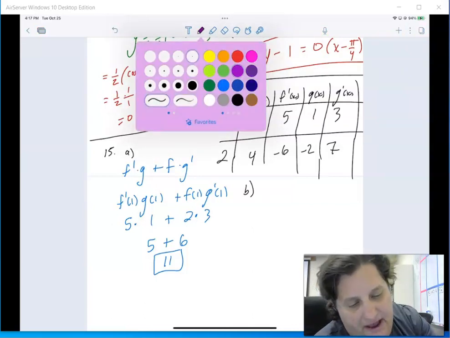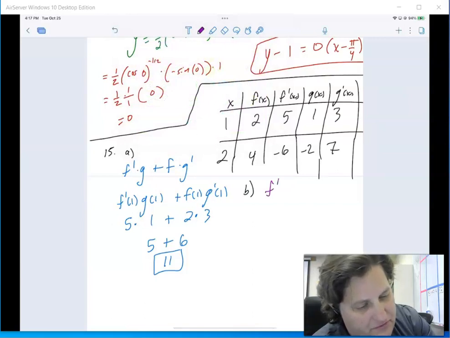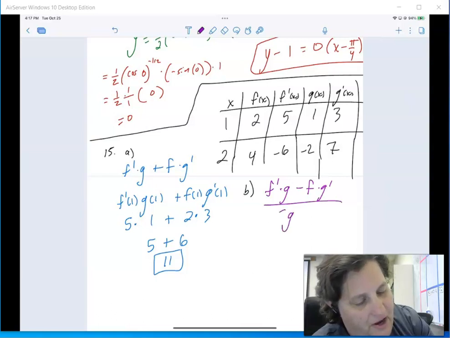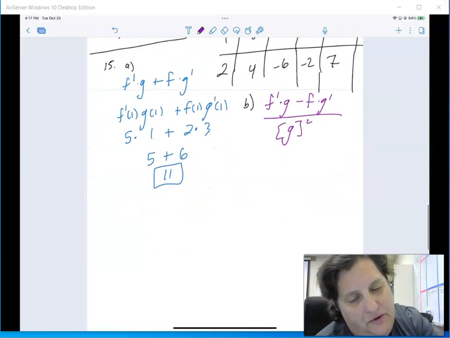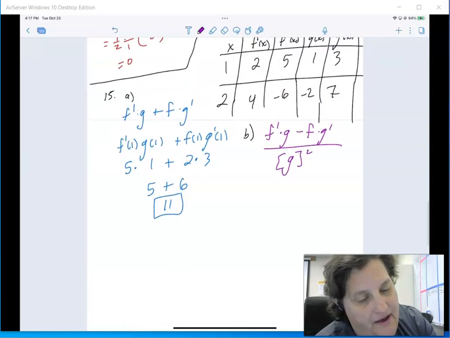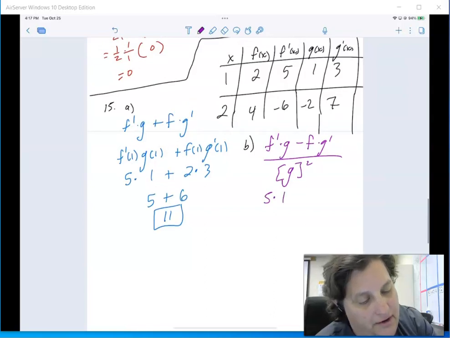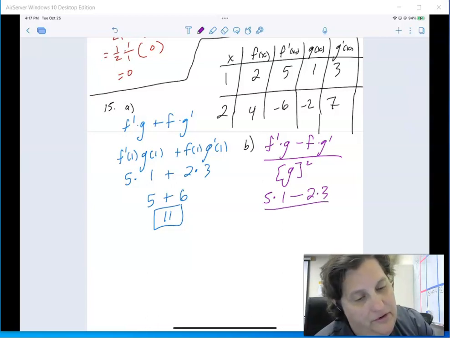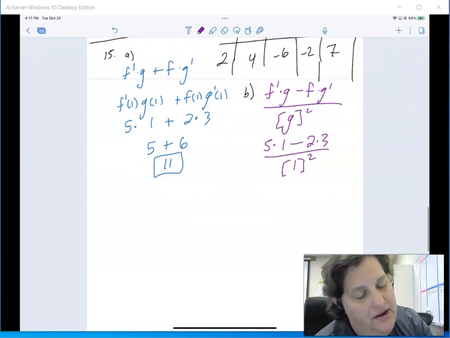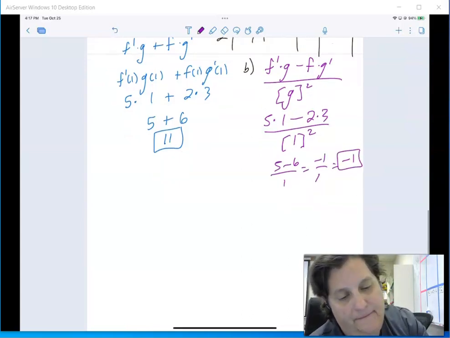Next one is a quotient rule, f of x divided by g of x. Quotient rule goes derivative of the top times the bottom minus top times derivative of the bottom, over the bottom squared. And so again, this is at 1, so I'm not going to rewrite them all. f prime of 1 is 5. g of 1 is 1. And then it's a minus. f of 1 is 2, g prime is 3, over g of x squared. Okay, so I end up getting 5 minus 6 over 1. So I got negative 1 for that.